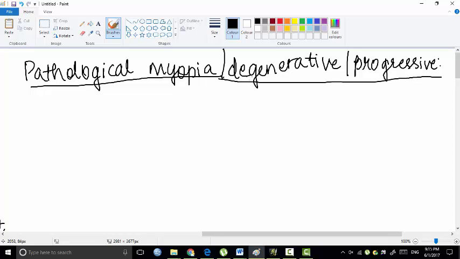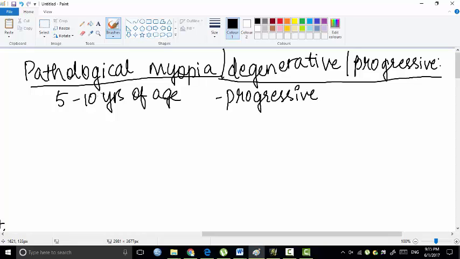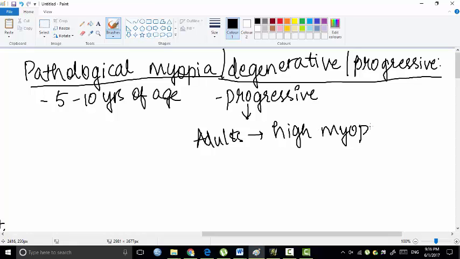This myopia is a refractive error, and it is a progressive disorder that starts at 5 to 10 years of age. As it is progressive, once it reaches adulthood there may be high myopia, and this high myopia can be as high as greater than or equal to 6 diopters.